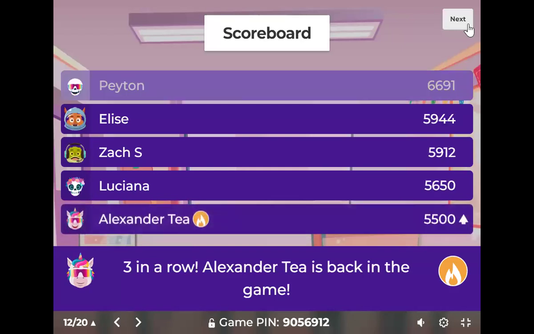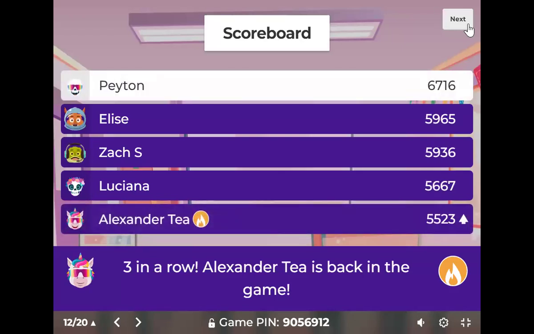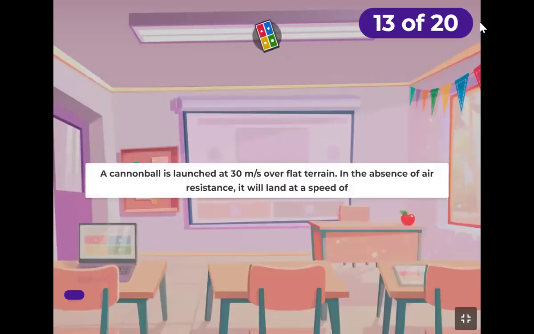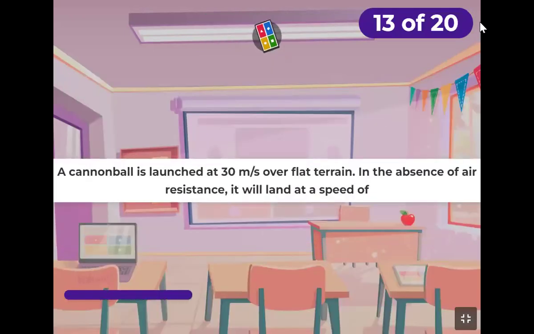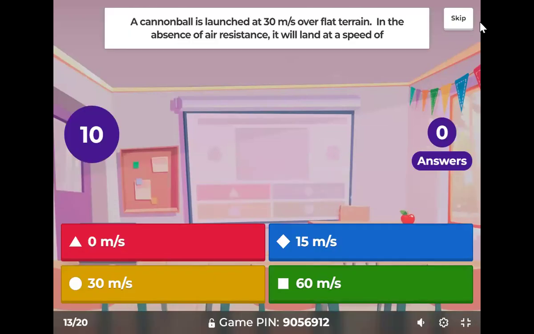Go back to points. You got Alexander, Luciana, Zach, Elise, Peyton. Question 13. A cannonball is launched at 30 meters per second over flat terrain. In the absence of air resistance, it will land with the speed of... it slows down on the way up, speeding up on the way down.